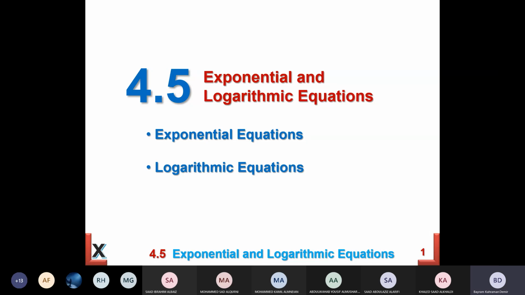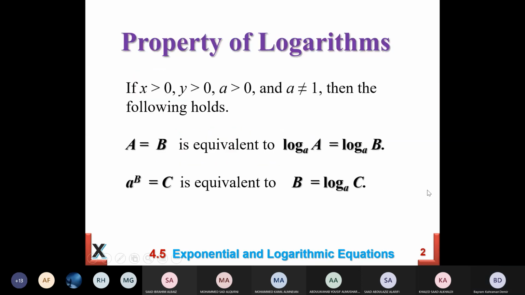Okay, let's start our new section 4.5, which is about exponential and logarithmic equations. The first thing we should do is remember some basic properties of logarithms.